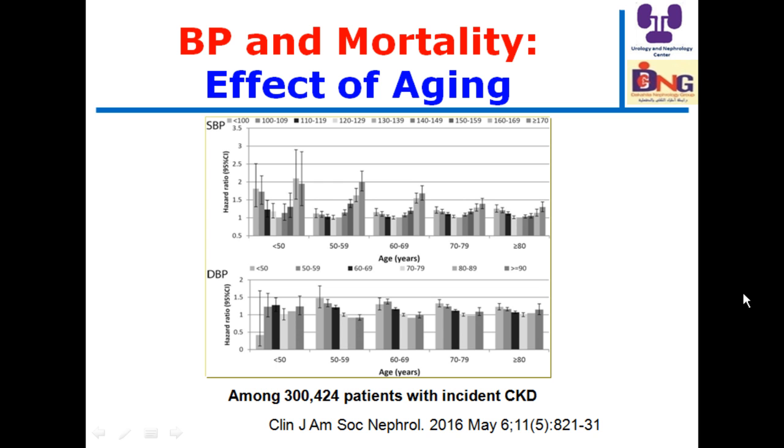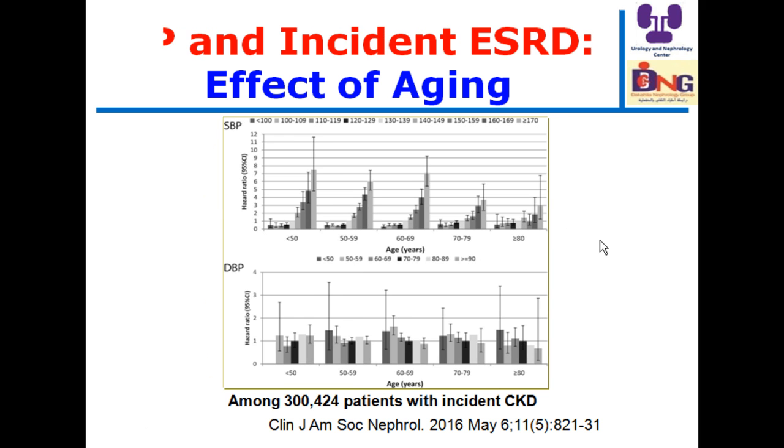Effect of aging. This is the largest series, including 300,000 patients with incident chronic kidney disease, showing the correlation of systolic blood pressure with mortality. In young age, the correlation between systolic blood pressure and mortality follows a U-shaped curve. So both low systolic and high systolic blood pressure have bad effects and increase mortality. And this issue was flattened at the age of 80 years. What is more consistent is the correlation of high systolic blood pressure with incident end-stage kidney disease across the different age ranges.